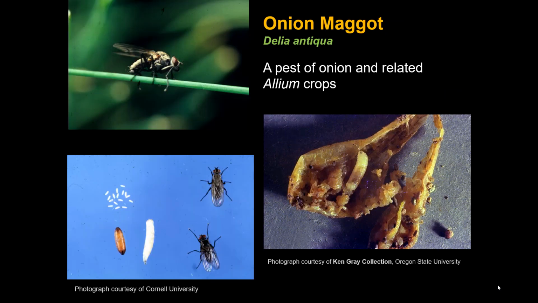So onion maggot, same genus, Delia, but this is just associated with allium species. So onion and related plants, maybe garlic, leeks, shallots, things like that. But allium crops. Much less widespread in North America than is the seedcorn maggot, but quite important in certain production areas from New York to California.